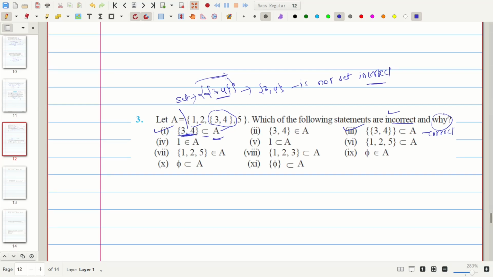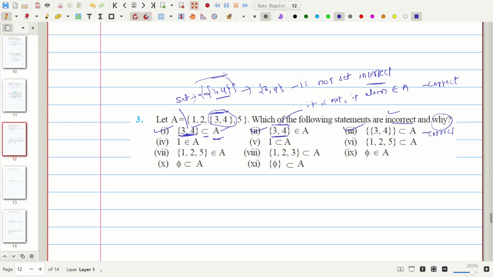Okay, next: 3/4 belongs to A. It is there, and yes, this is a correct statement. 3/4 is an element, it is not a set. It is an element that belongs to A, therefore it is a correct statement. Don't get confused by that. Here the curly bracket is given, therefore this problem is very important. Sometimes it is a confusing problem.